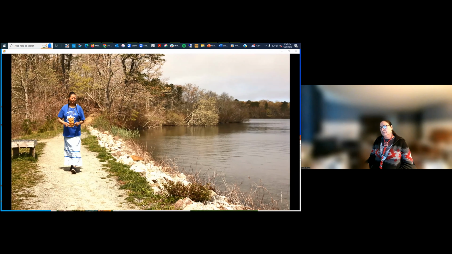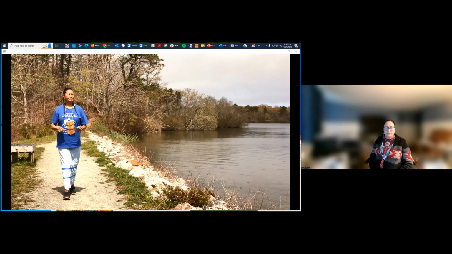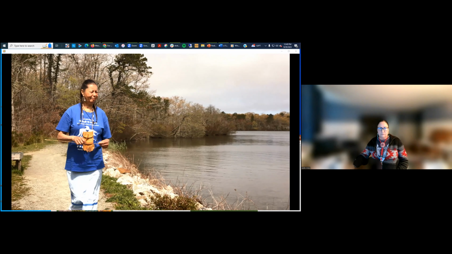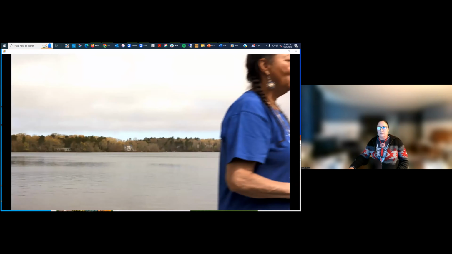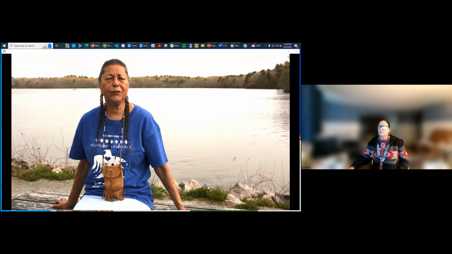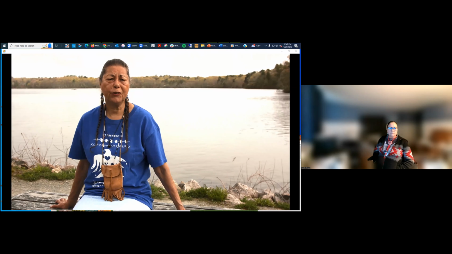Water is life to us. We can't live without the water. We can live without food, but we cannot live without water for any long period of time. The water that flows through our bodies, the water that flows through Mother Earth, is the veins of Mother Earth. So without that water, Mother Earth will not survive.